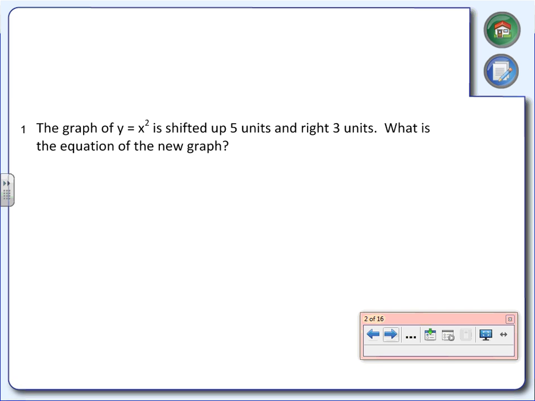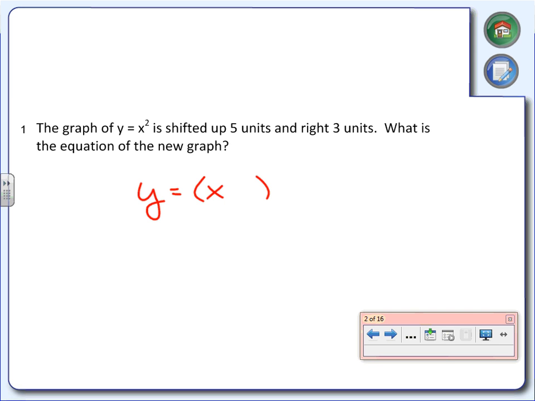All right, on the first one it says the graph of y equals x squared shifts up 5 units and right 3 units. What's the equation of the new graph? All right, so this is our quadratic.